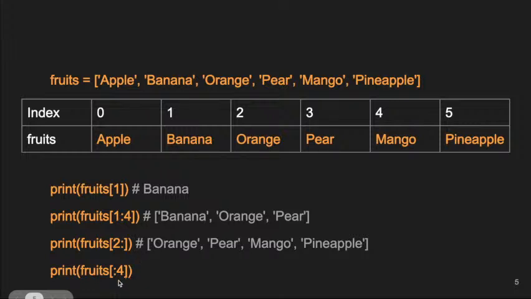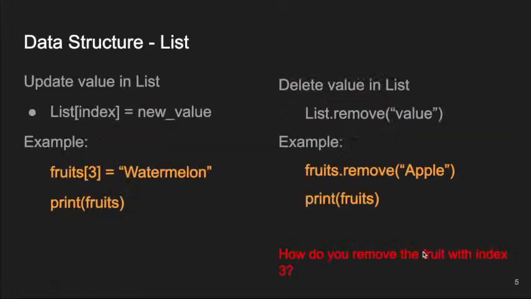Then we have this. Now I want you to try and guess what you are likely to get. You know that this gives you a list from 2 to the end. How about this? I want you to think about it. Just try to guess what you may get, and then try it and see if what you got was in line with what you were thinking about.